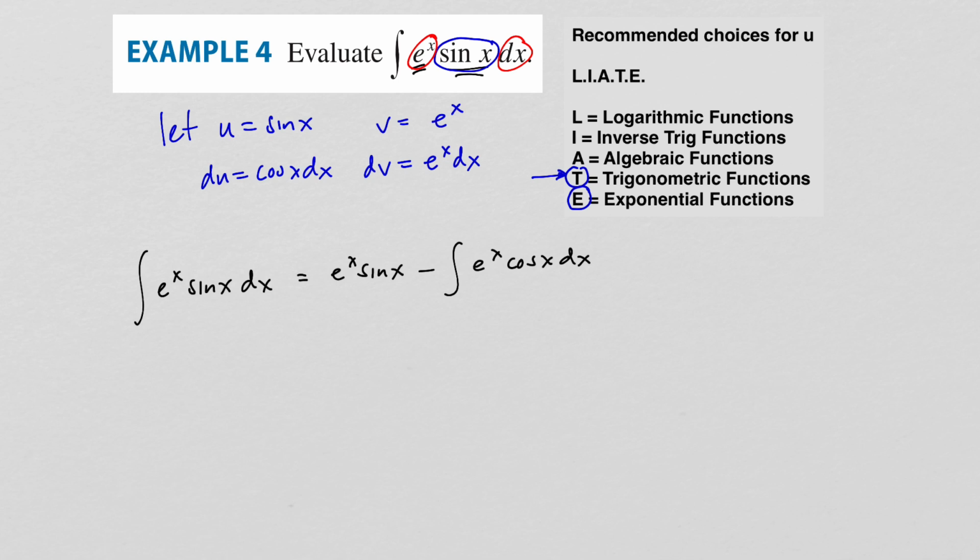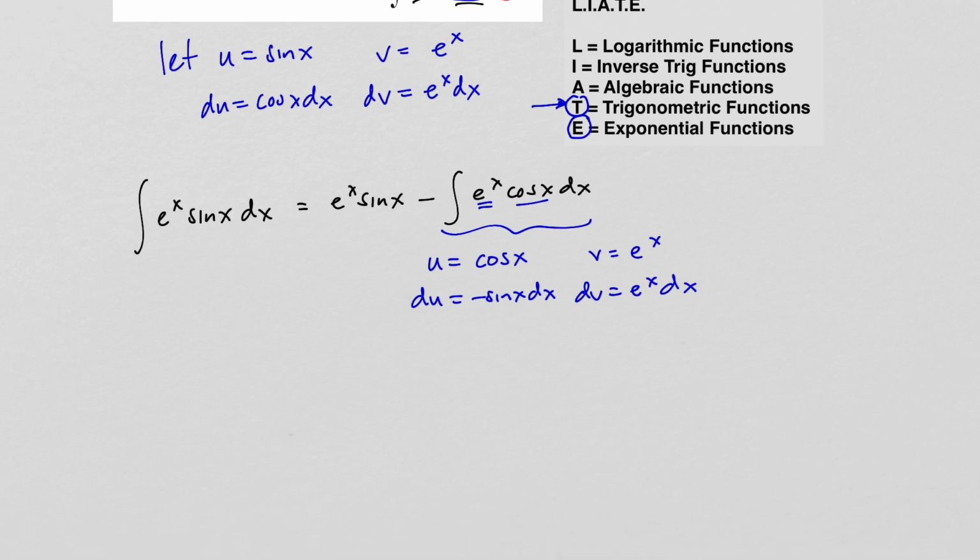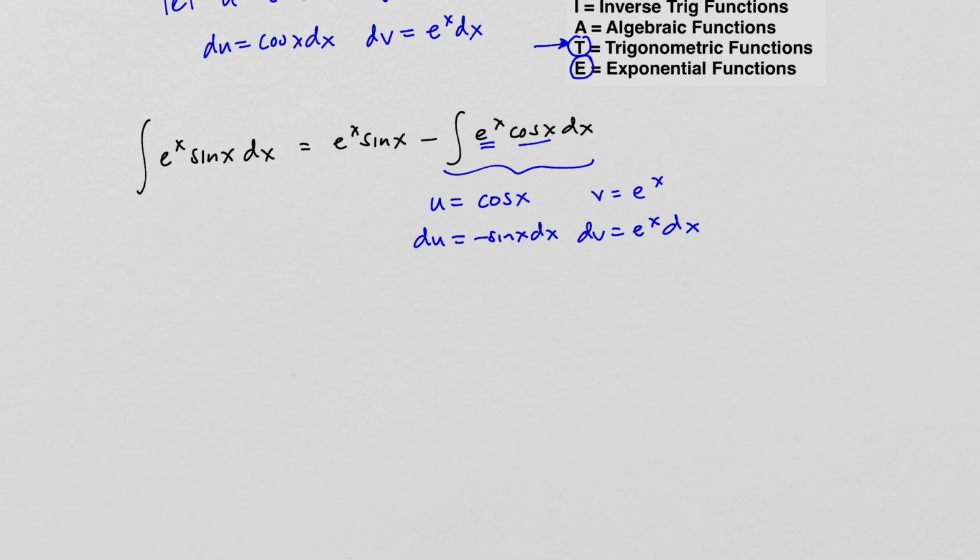Now, if you look at this integral here, you can see that it is the same type of integral that we started with. So we're going to have to use integration by parts again here. Now again, we have a trigonometric function and an exponential function. So I'm going to start by letting u equal the trigonometric function, and dv will be the exponential function. du, of course, will be negative sine of x dx, and v will be e to the x. Now, it's very important you keep track of your parentheses here.